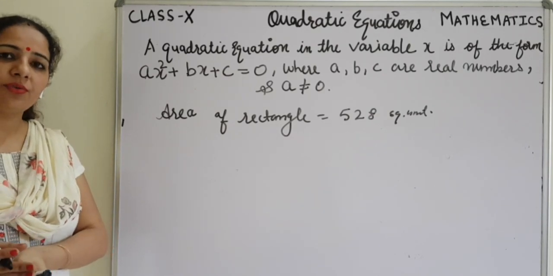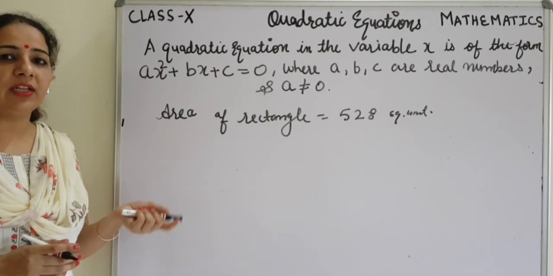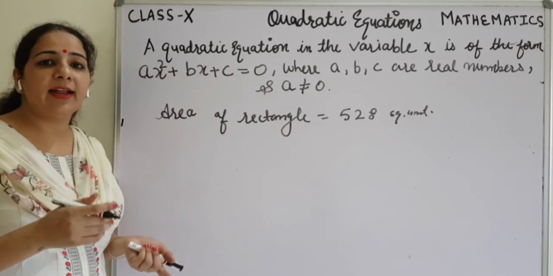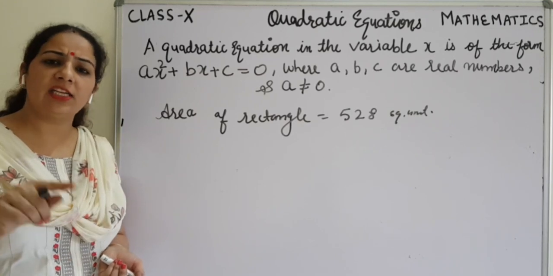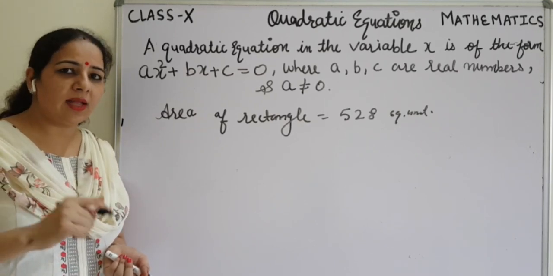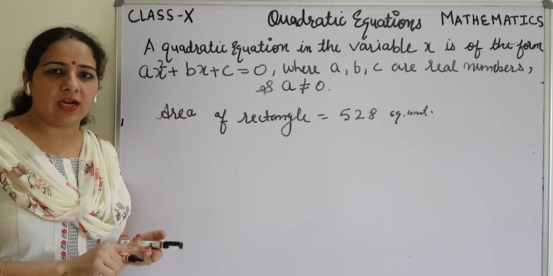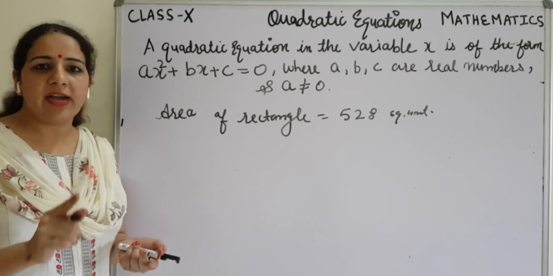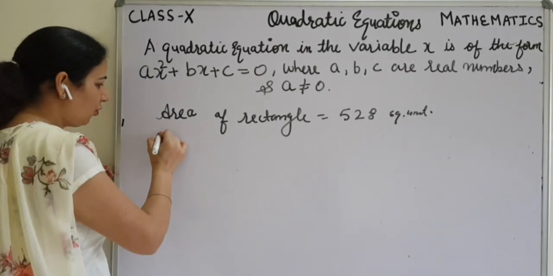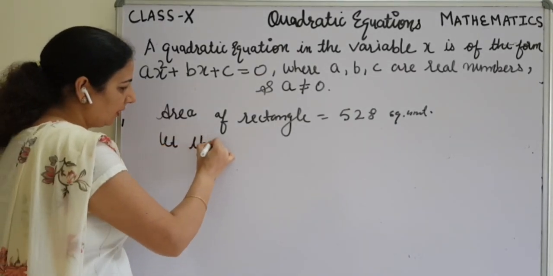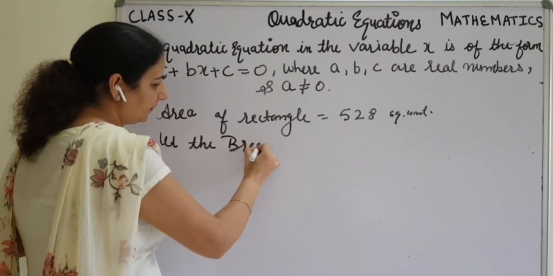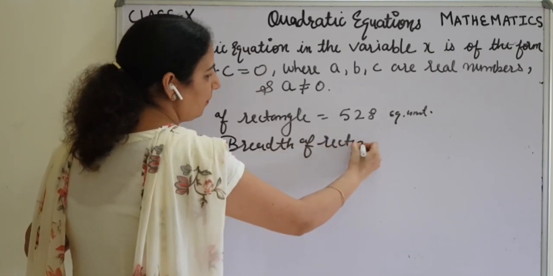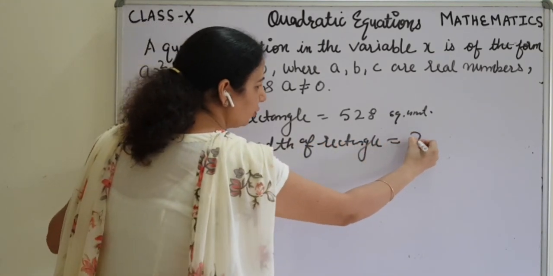So what we are going to do? We are going to start the question with let the breadth, because there is no need to write let the length, because length is given. Length is 1 more than the breadth. You just tell me the breadth, I will tell you the length. If breadth is 20, length is 21. Breadth is 25, length is 26. So length is given in terms of breadth, but breadth is not given. So let the breadth of rectangle be x.